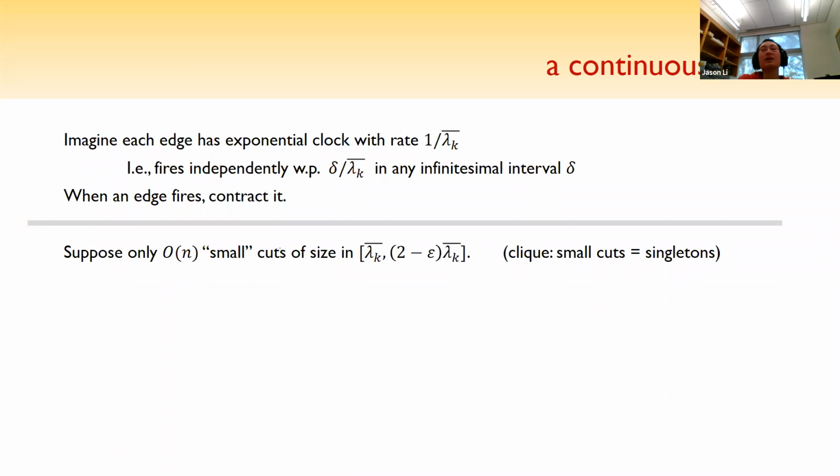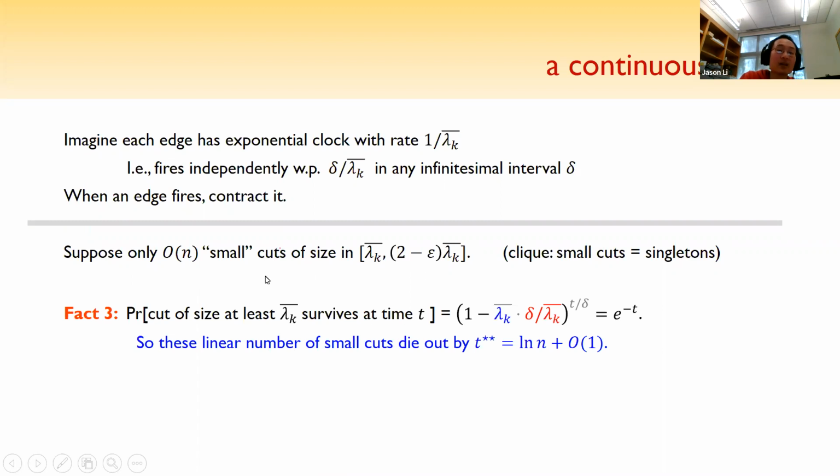So now, how do we improve this analysis? Let's suppose we use our extremal statement that the number of small cuts in the graph, which means the number of cuts within this range, is only linear. And note that this is true as a sanity check. This is true for the clique because the small cuts are just singleton vertices.